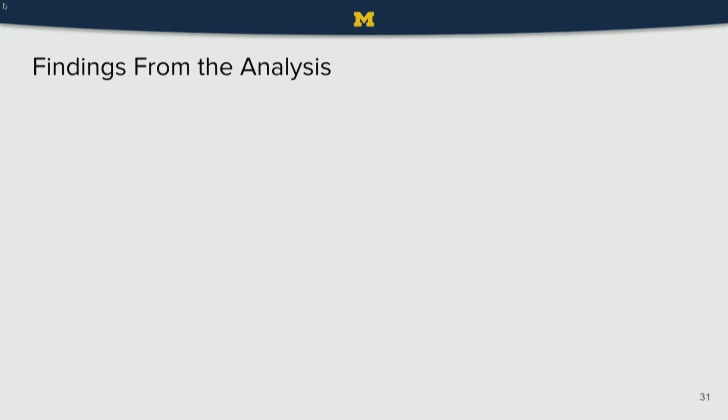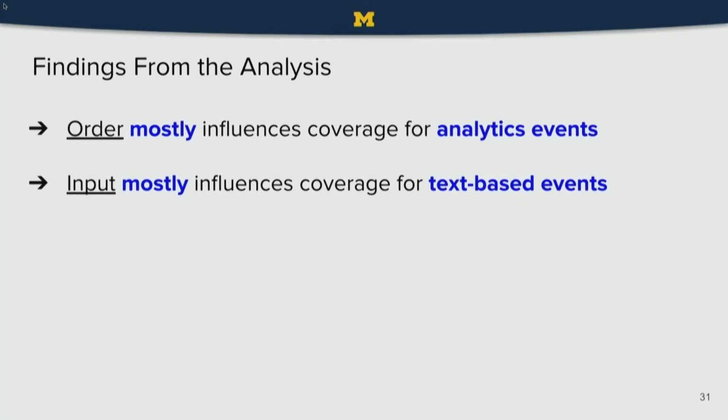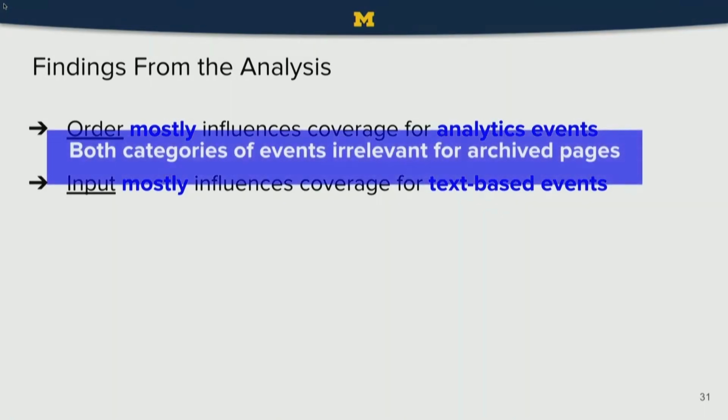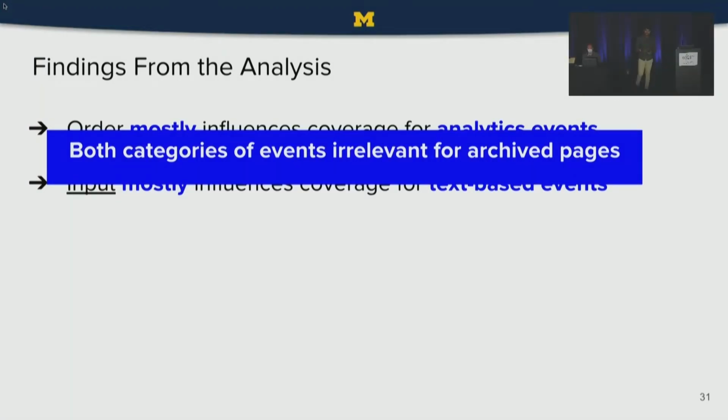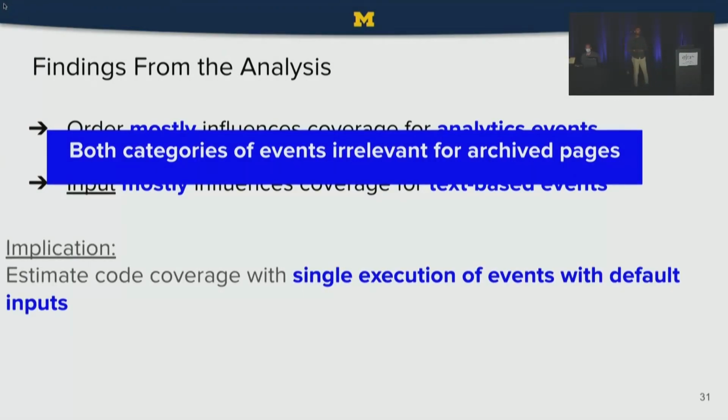We find a couple of very interesting things. First, the order of these different events mostly influenced code coverage in the case of analytics events, that is, events that are created by tracker files, whereas input mostly influenced the code coverage for text-based events, such as the search button from earlier. Now, as you can see, both these categories of events are irrelevant in the case of an archive page. And therefore, the strong implication of this observation was that for all the remaining events that are indeed relevant for archive page, identifying code covered becomes very trivial. You just execute all of them once with default inputs.